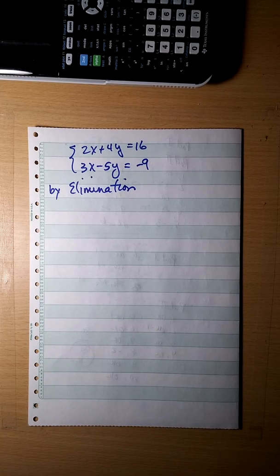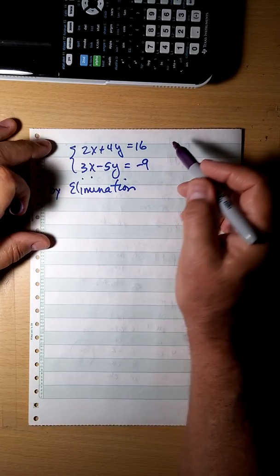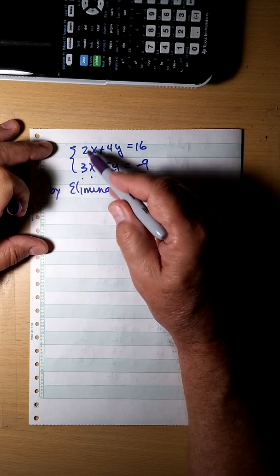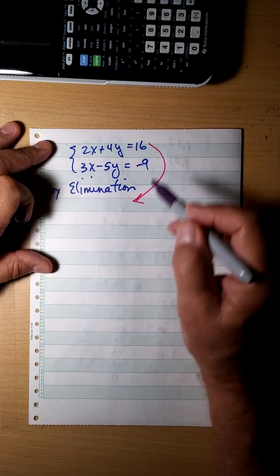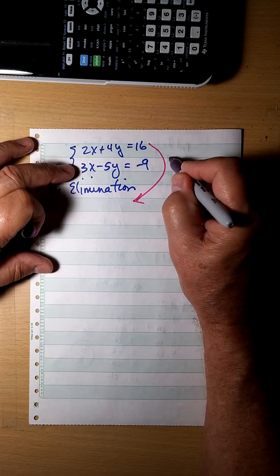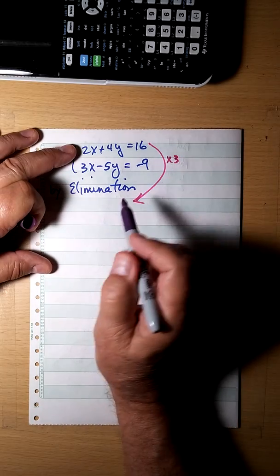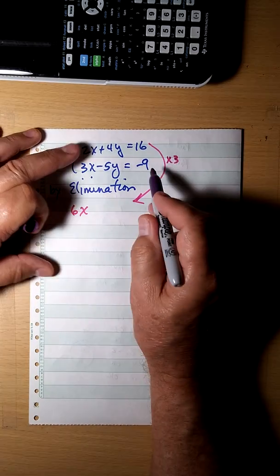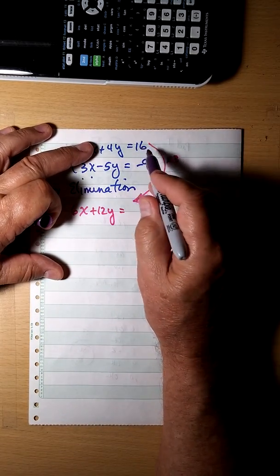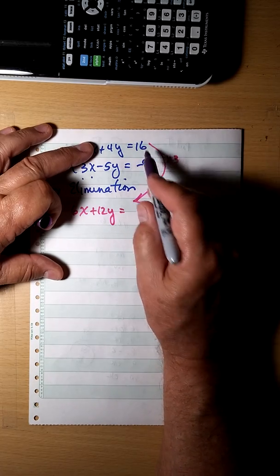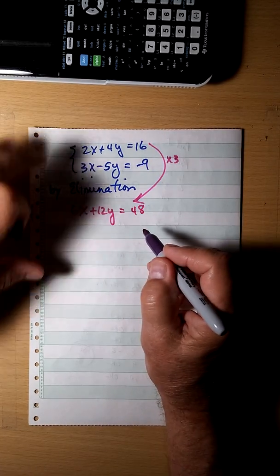Now we're going to solve the same system, but by elimination. In fact, we're going to use double elimination. We're going to multiply each of these by a number to get rid of the x. So this one I'm going to multiply by the 3. 3 times 2 is 6x. 3 times 4 is 12y. 3 times 16 is 30, and 18, so it's 48.